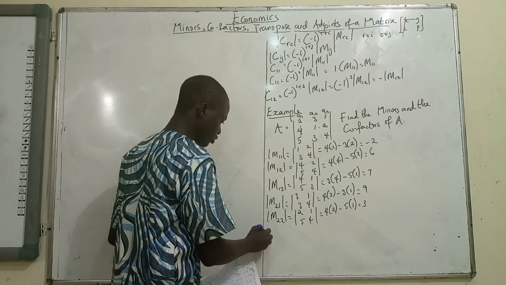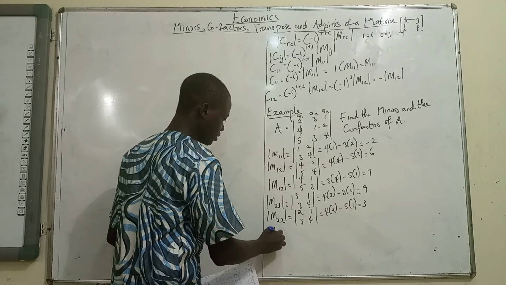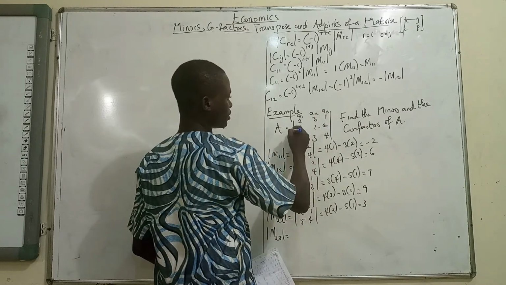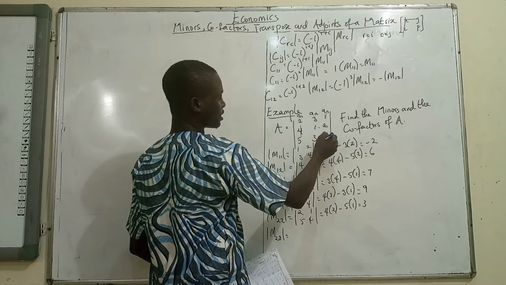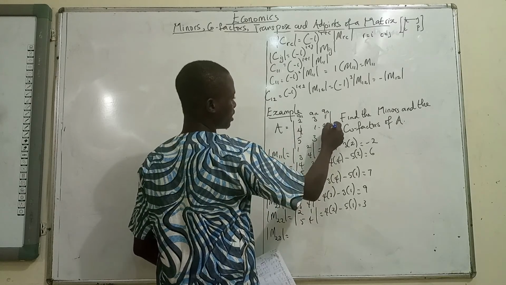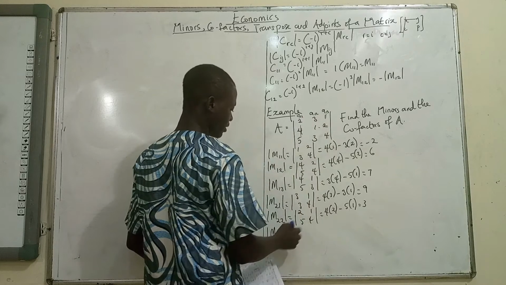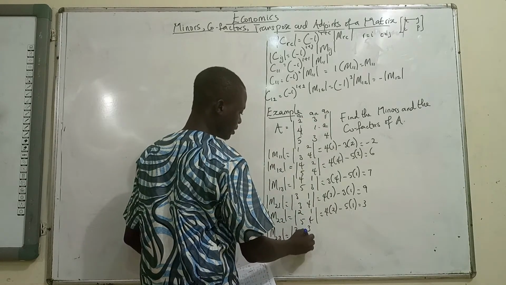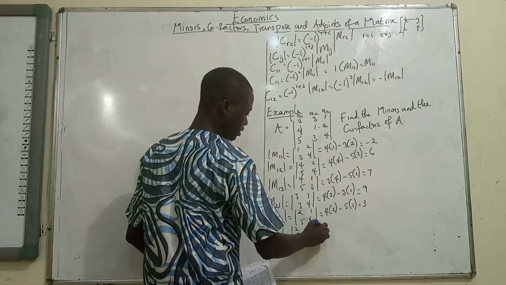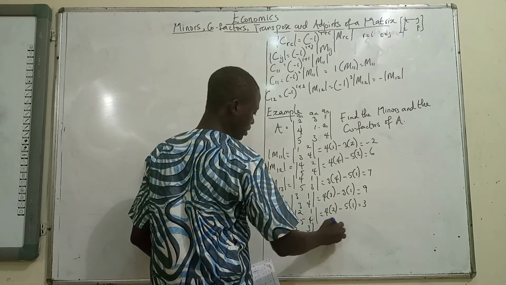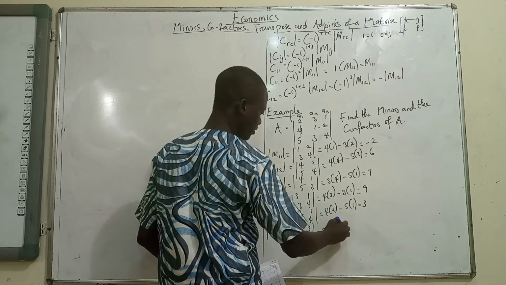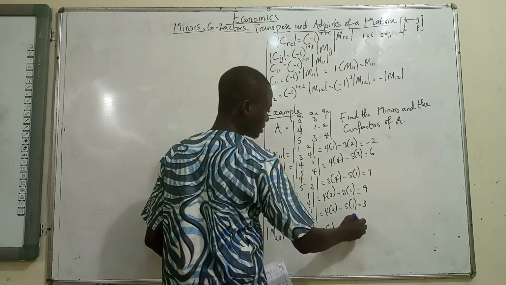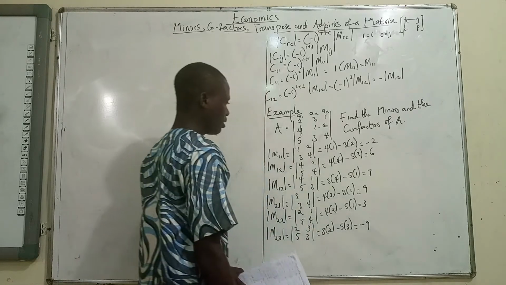Then we move to M23. We take the last column out, and we take the middle row out. So we have 2, 3, 5, 3, and that's going to give us 3 into bracket 2 minus 5 into bracket 3. So this is 6 minus 15, and 6 minus 15 is minus 9.